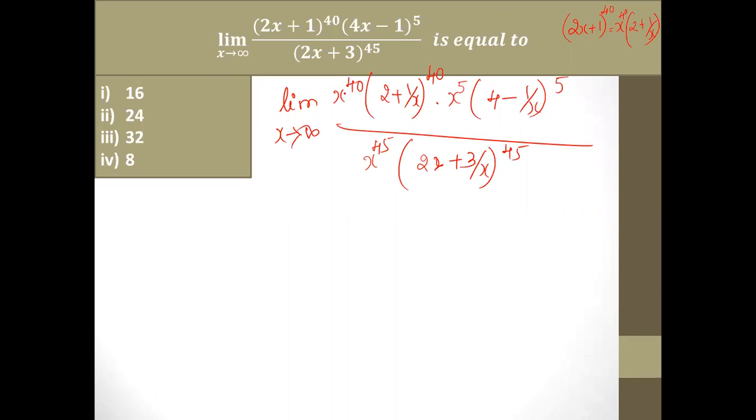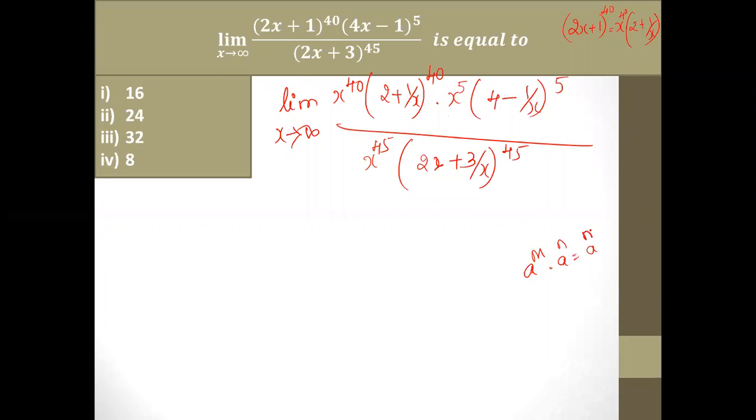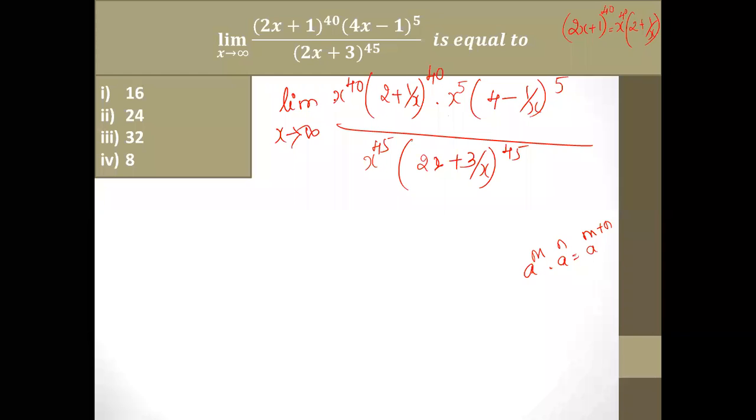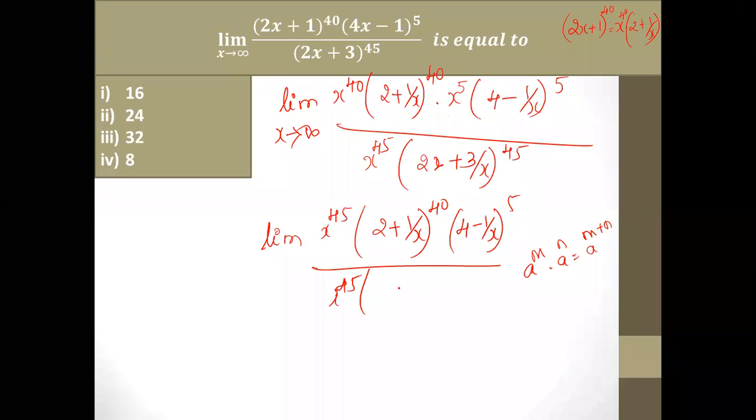So you can see x power 40 into x power 5. How much is it? You remember this? A power m into a power n is nothing but a power m plus n. Here you can see, that is limit x to the power 45 into 2 plus 1 by x whole to the power 40, 4 minus 1 by x whole to the power 5 divided by x power 45 into 2 plus 3 by x whole to the power 45. So x power 45, x power 45 get cancelled.